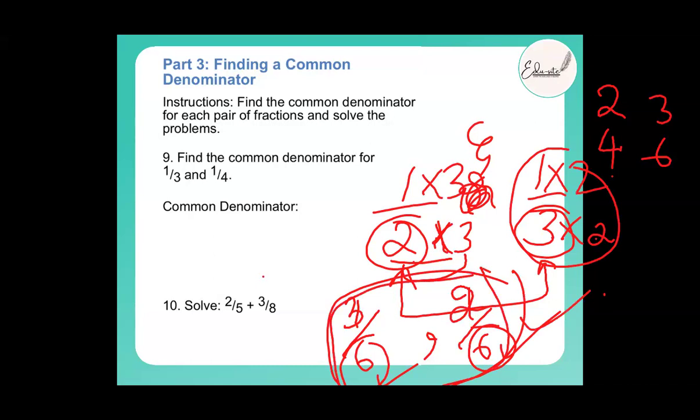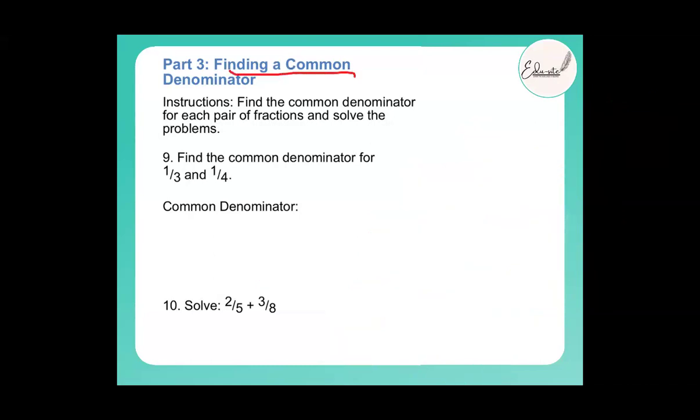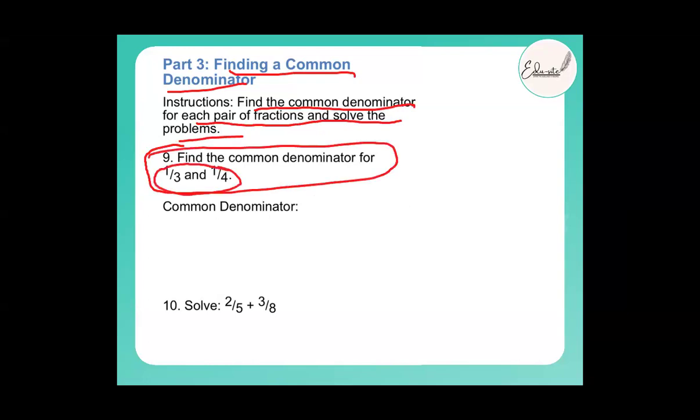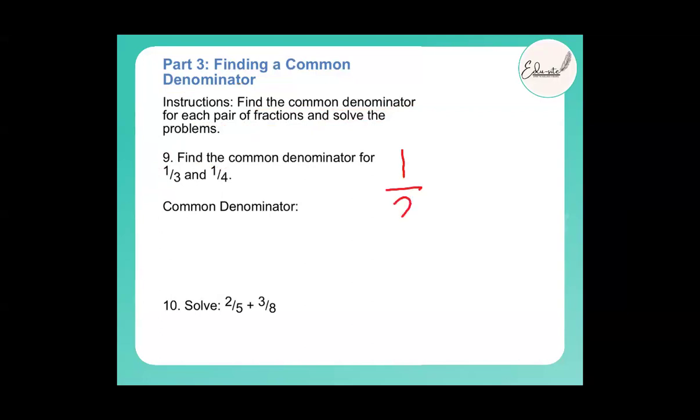Now the question here is how to find the common denominators. It's the same thing that I have told you now. Find the common denominators for each pair of the fractions and solve the problem. The first problem they have given is 1 by 3 and 1 by 4, Anis. What is the first procedure that you have to do, Anis? You have to write it down. Next, you have to see whether they are divisible in each other's table or not. In 3 table you do not find 4, in 4 table you do not find 3.